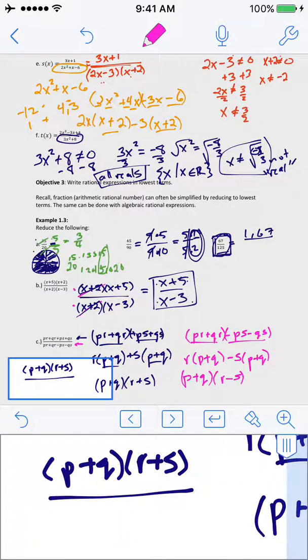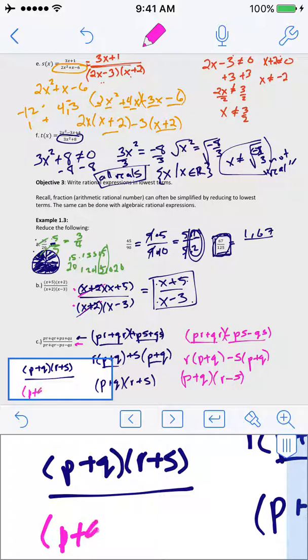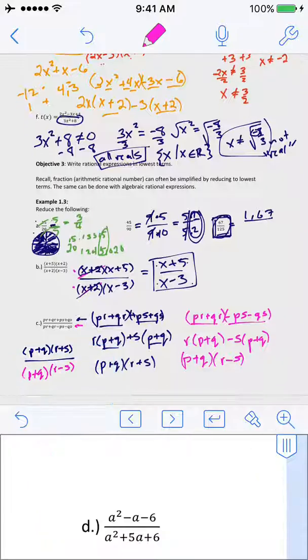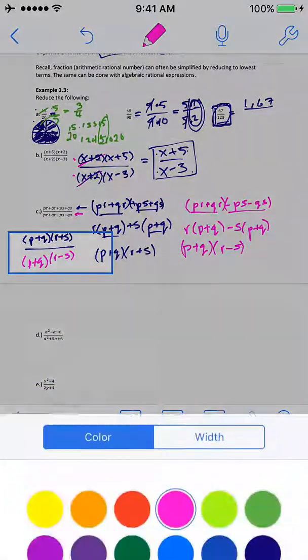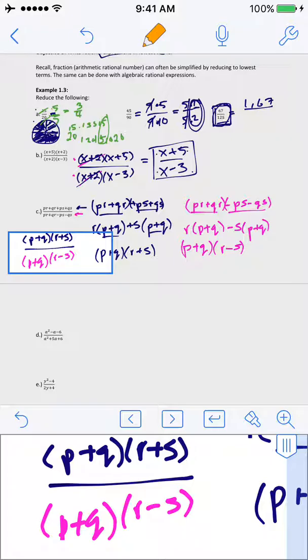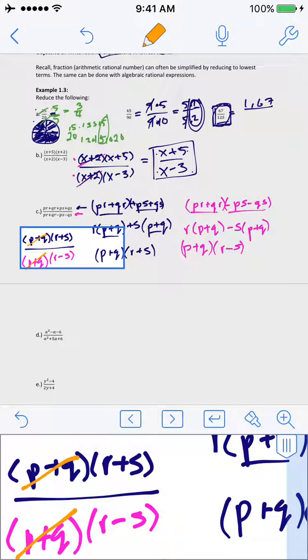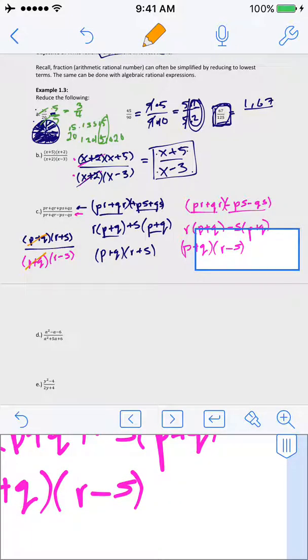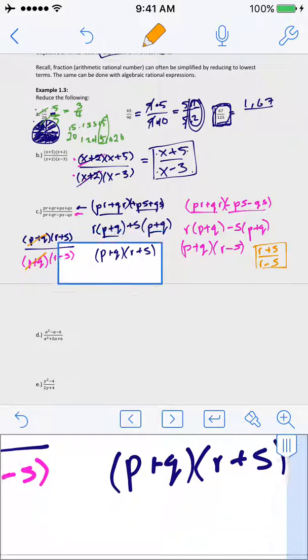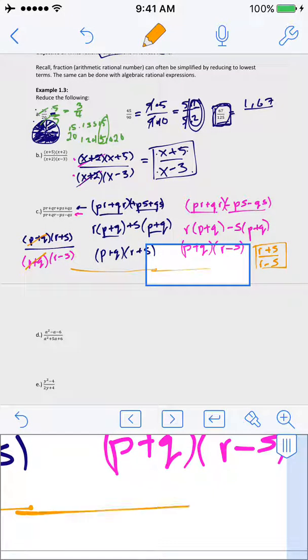We have P plus Q times R minus S. Alrighty, now I'm definitely seeing some things I can cancel, right? I can cancel a P plus Q and a P plus Q. Those are identical parentheses, so those definitely cancel. I can't cancel the other ones, even though they're both R's and S's, because one's being added and one's being subtracted, and that kind of sucks, but it leads me to my final answer of R plus S over R minus S. That's my final answer.